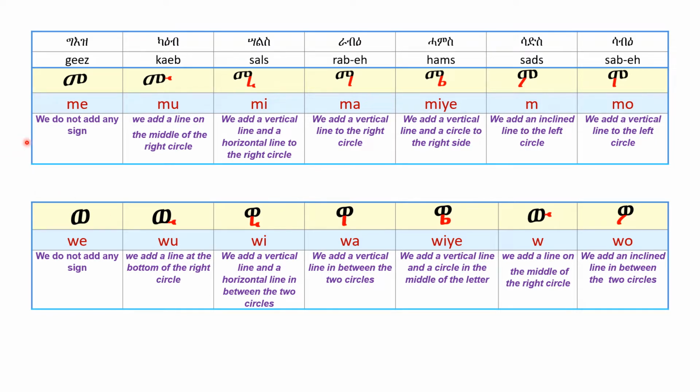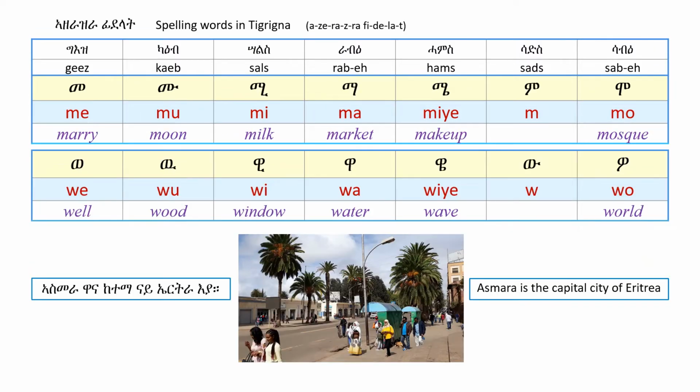Me, mu, mi, ma, mie, m, mo. We, wu, we, wa, we, wo. Me, mu, mi, ma, mie, m, mo. We, wu, we, wa, we, wo.